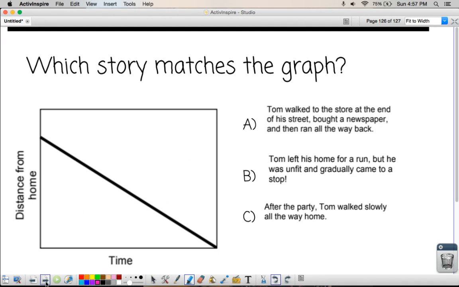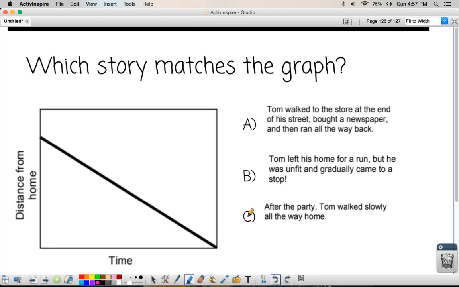A. Tom walked to the store at the end of his street, bought a newspaper, and then ran all the way back. B. Tom left his home for a run, but he was unfit and gradually came to a stop. C. After the party, Tom walked slowly all the way home.